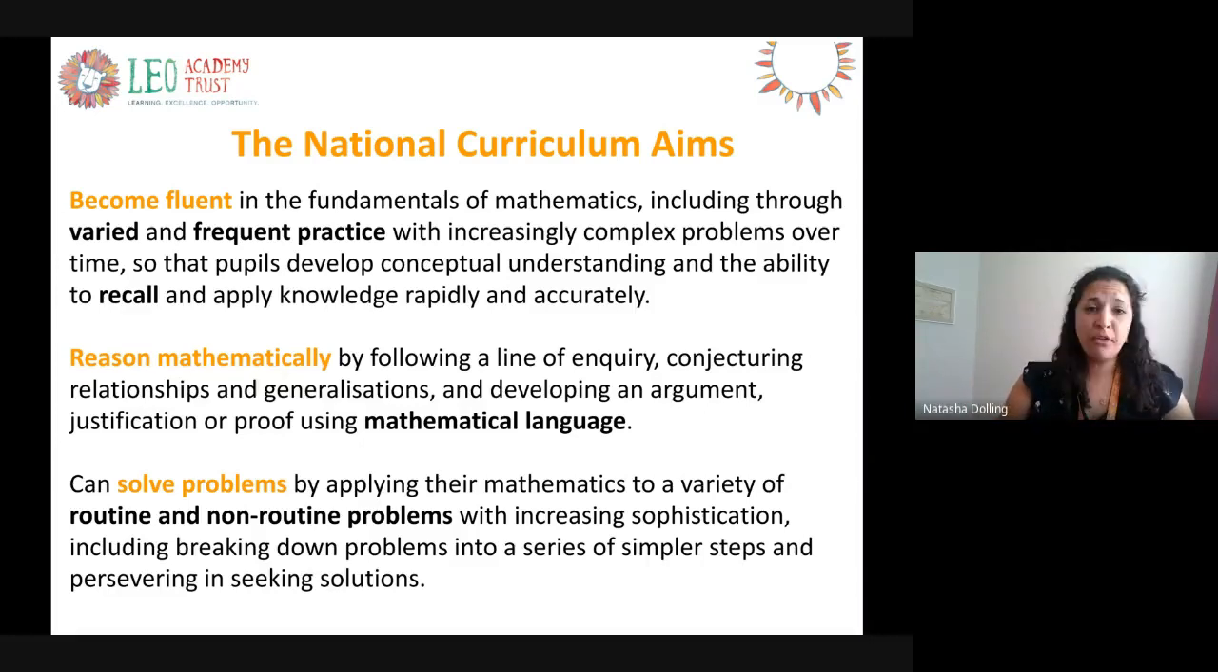The second aim of the national curriculum is reasoning mathematically. So this is really heavily focused on mathematical language, correct mathematical language, following a line of inquiry, conjecturing. There are really nice examples of reasoning questions from White Rose. If you've heard of that maths organisation, they have an absolute ton of really rich reasoning questions, which I do recommend you have a look at.